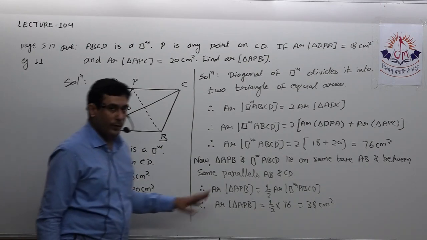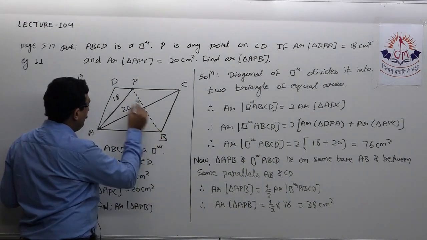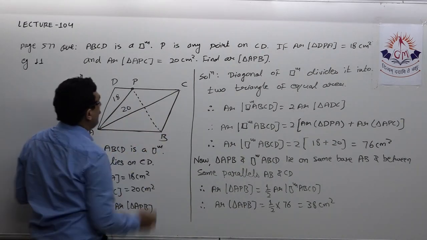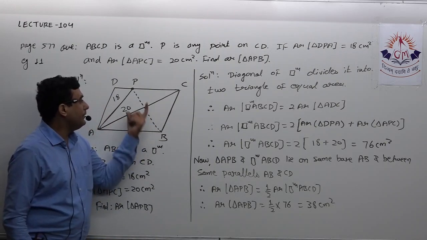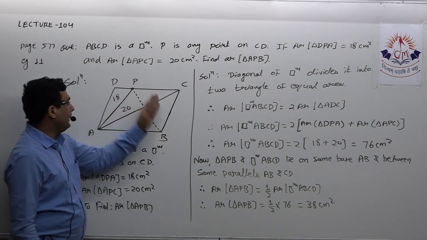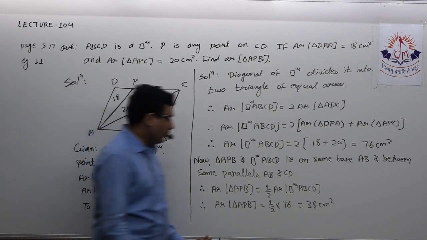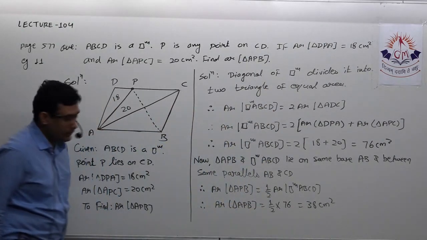Okay, there was one more way. See, this triangle APB and this triangle ABC are on the same base and between same parallels. So we can say area of ABC is equal to APB, and ABC is equal to ADC. So there is one more method to get the answer. So this is our final answer. Please note it down.